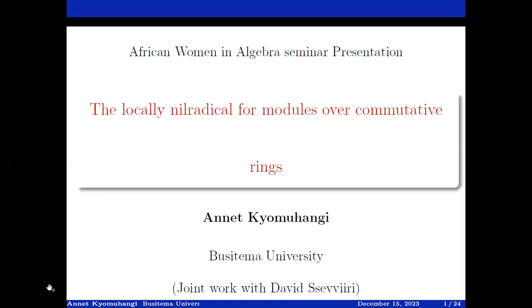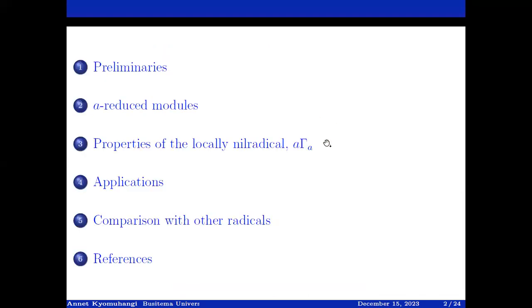Thank you so much, Sarah, for that welcome. Good evening, everyone. As Sarah has told you, I'm Annet Kyomuhangi from Bositema University, and I'm going to talk about the local nilradical for modules over commutative rings. I'll start with the preliminaries, then I talk about the locally reduced modules, which I call the A-reduced modules. I give properties of the local nilradical, A gamma. I also give its applications. Then I'll compare it with other radicals that are already known. And lastly, I'll give the references.